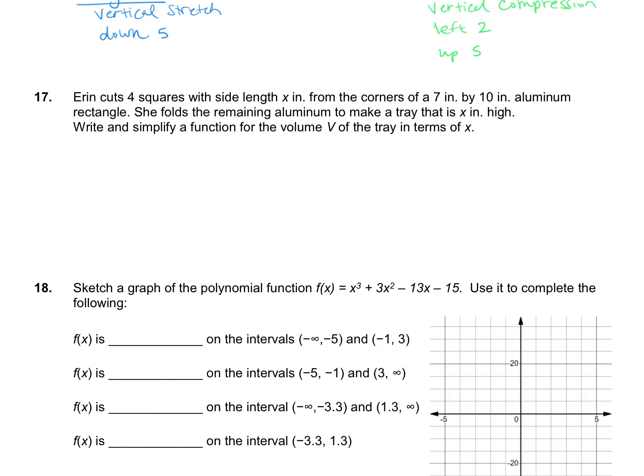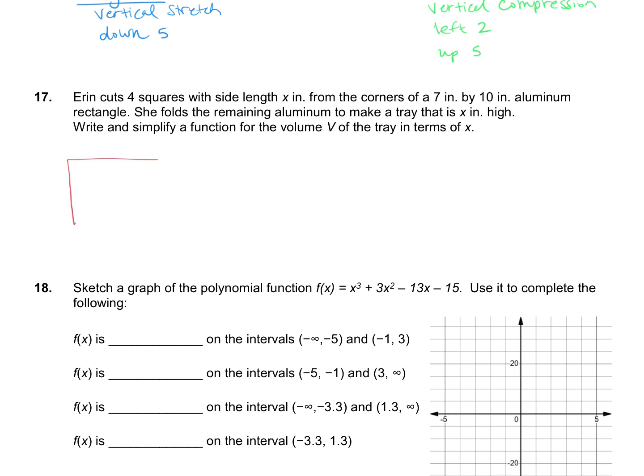All right, number 17. Aaron cuts 4 squares with side length x inches from the corners of a 7 inches by 10 inch aluminum rectangle. She folds the remaining aluminum to make a tray that is x inches high. Write and simplify a function for the volume V of the tray in terms of x. So hopefully we are recognizing this problem. We've seen it several times now.